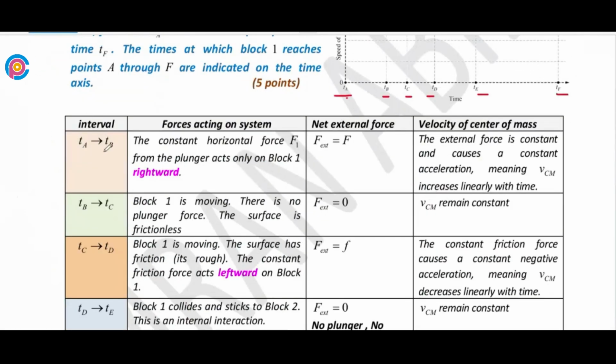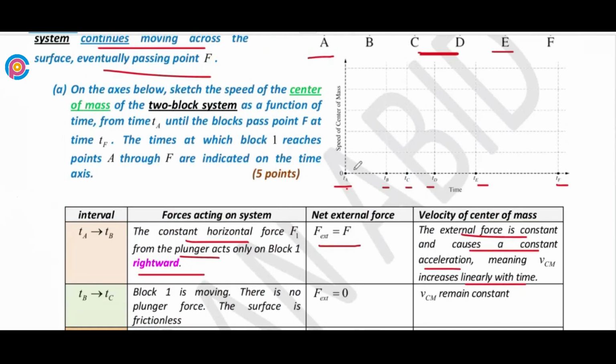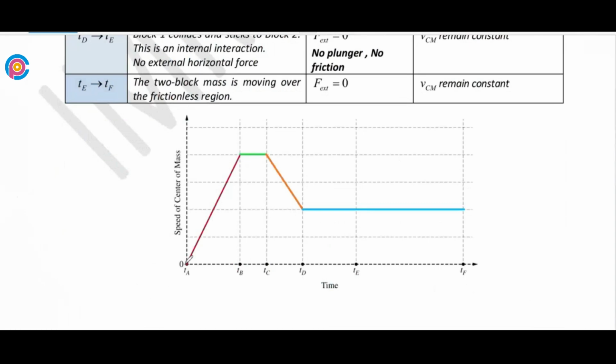From TA to TB, a constant horizontal force from the plunger acts on block 1 in the rightward direction, so we consider the net force on the system to be F. The external force is constant, so it causes a constant acceleration, meaning the center of mass velocity increases linearly with time. The velocity increases by equal amounts in equal intervals of time, so the acceleration is constant, so the force is constant.